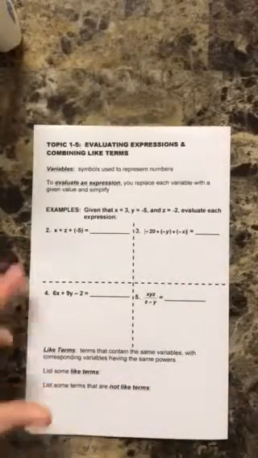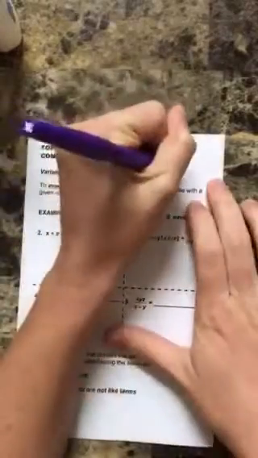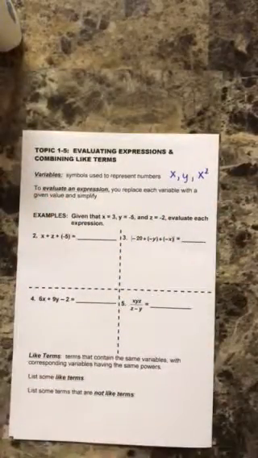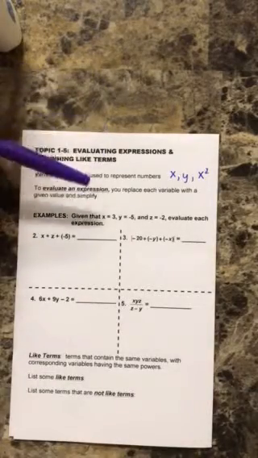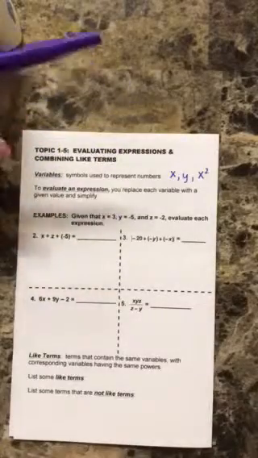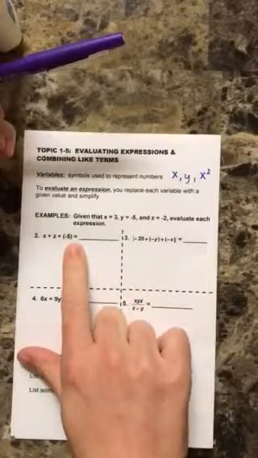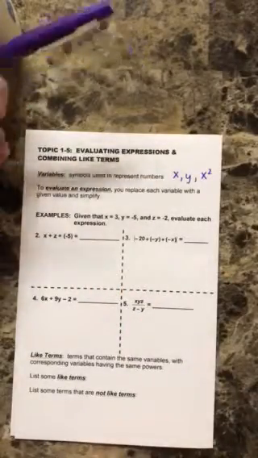So first thing, it says variables are symbols used to represent numbers. You guys have been hearing about this for a while now. Remember, these are your letters, x, y, x squared, a squared, any of those things that are variables that represent numbers. To evaluate an expression, you replace each variable with a given value and then simplify, because there isn't technically an equal sign or one specific variable you're solving for. You are just evaluating an expression. This equal sign down here is just the evaluated answer. You're not actually solving for x, y, and z because they give you those values.